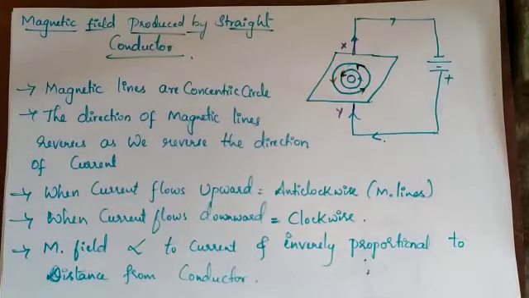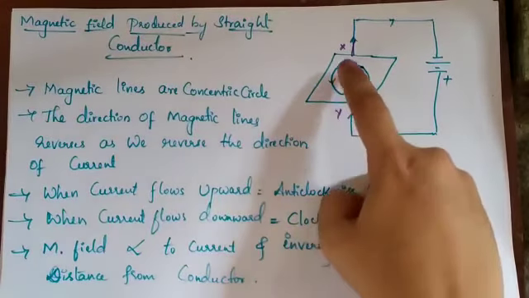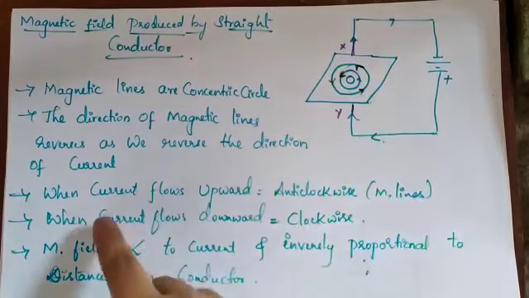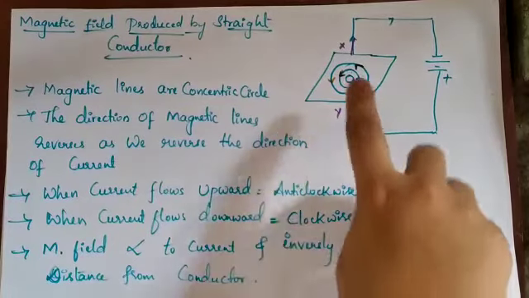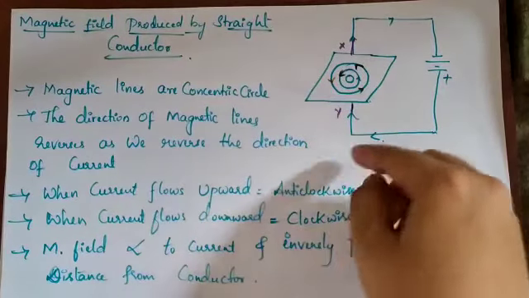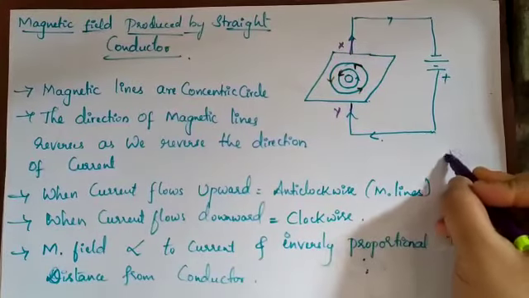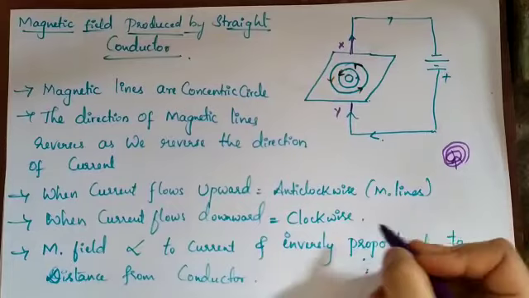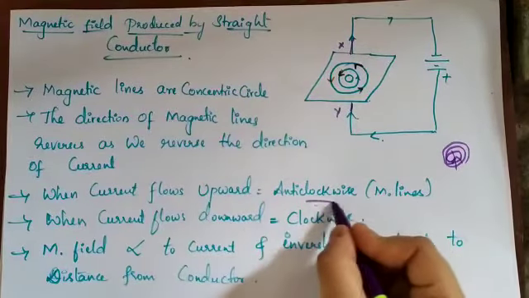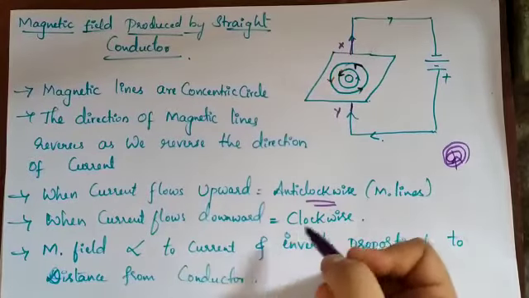The second point is, the direction of magnetic lines reverses as we reverse the direction of the current. That means when a current is flowing in this direction, the magnetic lines will be moving in the other direction. When a current flows in the upward direction, the magnetic lines will be moving in an anti-clockwise direction. If it is moving like this, then it is called clockwise direction. But when the current moves upward, the lines move in an anti-clockwise direction. Same thing, when current flows in a downward direction, it moves in a clockwise direction.